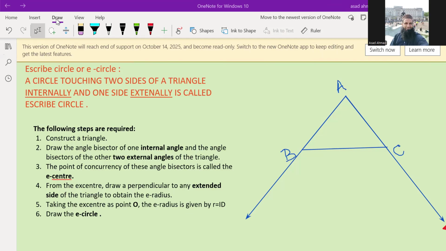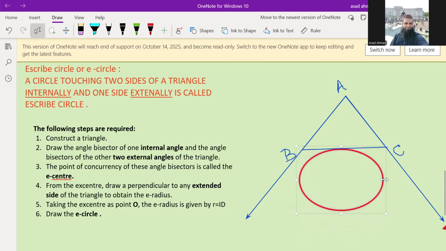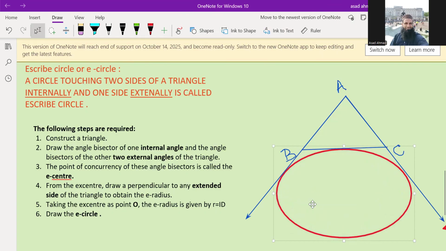We need to draw such a circle that will be touching these two extended sides, like this one. So you have to see that an excircle, or escribed circle, is such a circle which touches two produced or extended sides of the triangle internally.